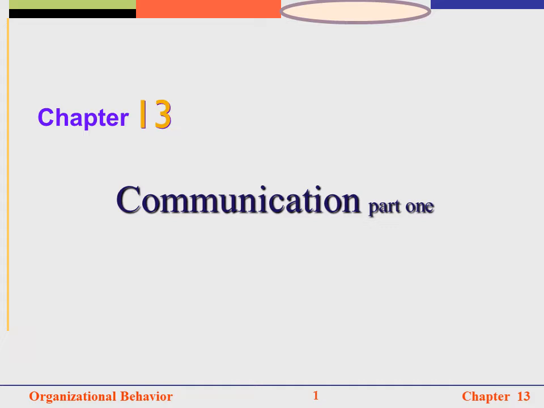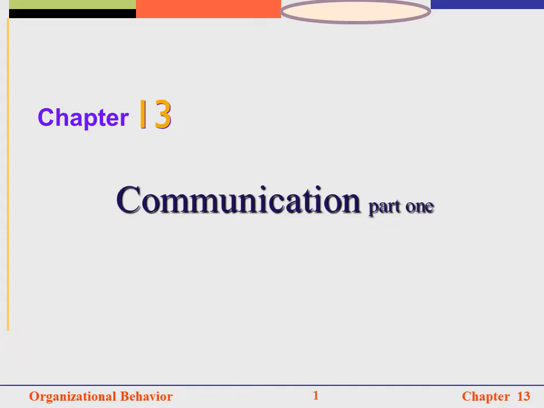After we discussed in the first four chapters the individual level of analysis, the introduction, the individual differences, the perception, and the motivation, and in the previous chapter the group behavior, which was on the group level of analysis, the communication chapter, which we will discuss in this video, is on the organization level of analysis. Communication is an essential element in the organizational process.